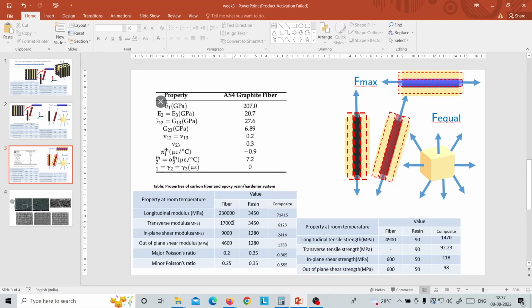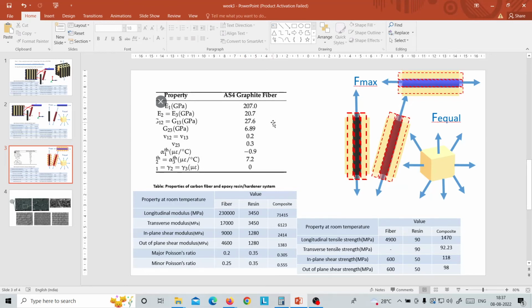Even if you apply sudden force, this carbon fiber would not fail because it can go up till 230 gigapascal and will only give an elongation of 1%. But in the case of graphite fiber, it can only go up till 207. So one can be this.